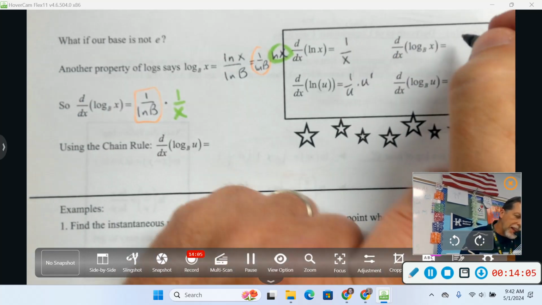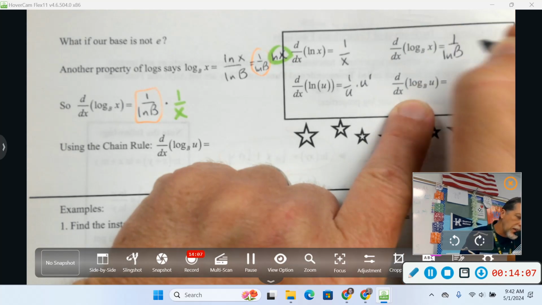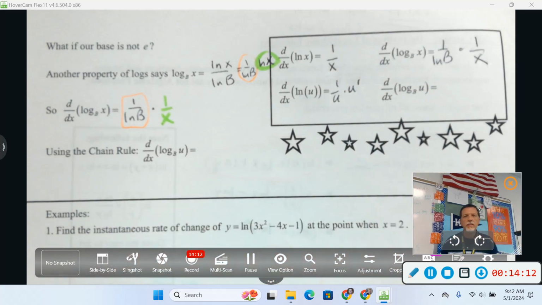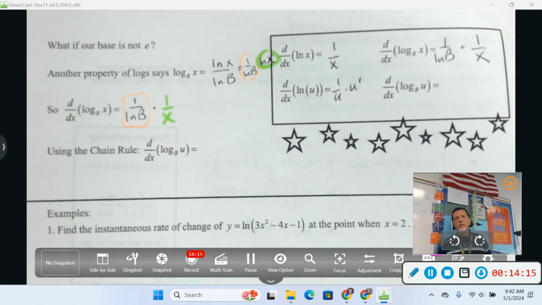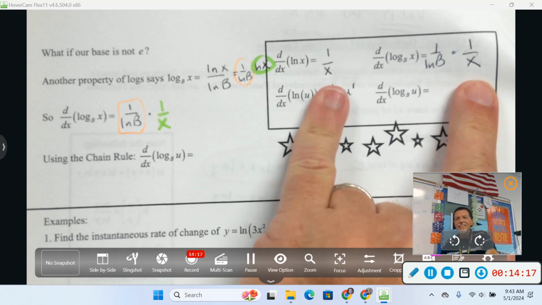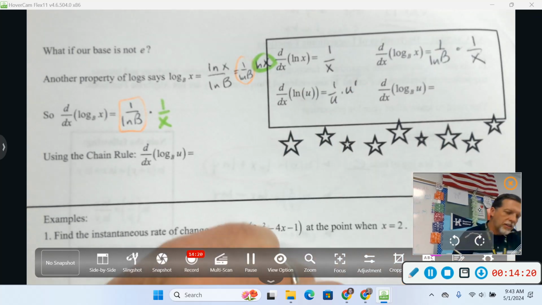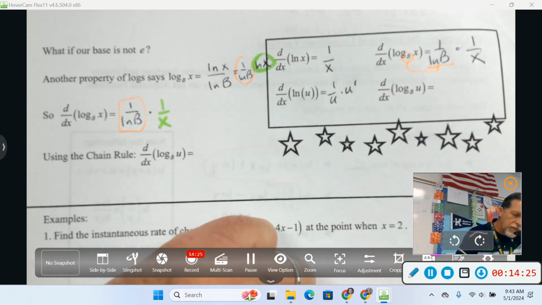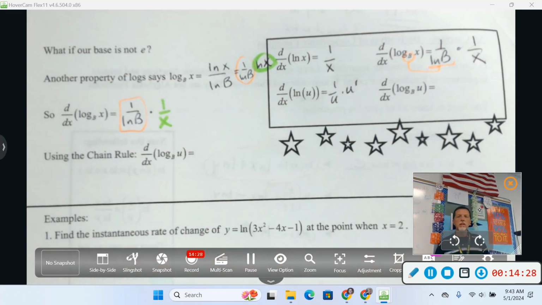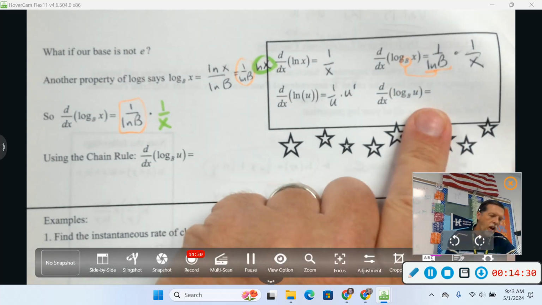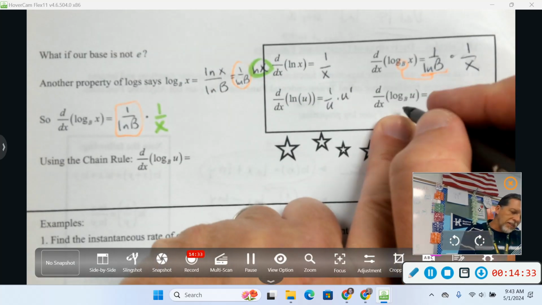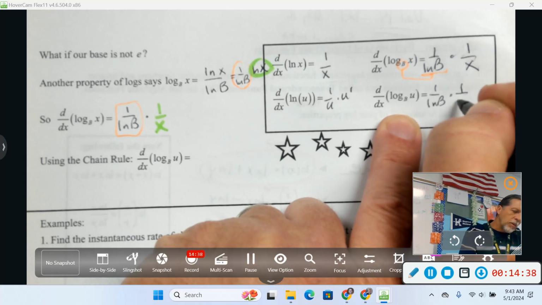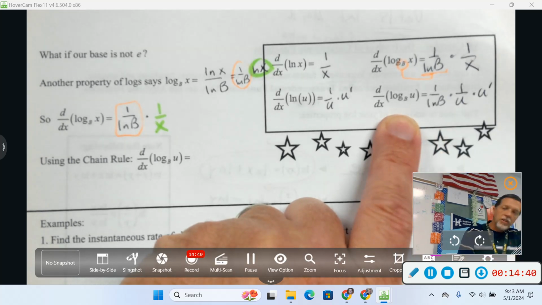I'm going to just leave it like that. So 1 over natural log b, that's from the change of base formula, and then the derivative is 1 over x. So the derivative is still kind of the same, but there's that natural log b there when our base isn't e. All right. So put them both together on this u. We'll have 1 over natural log b out front, 1 over the argument, times the derivative of the argument.